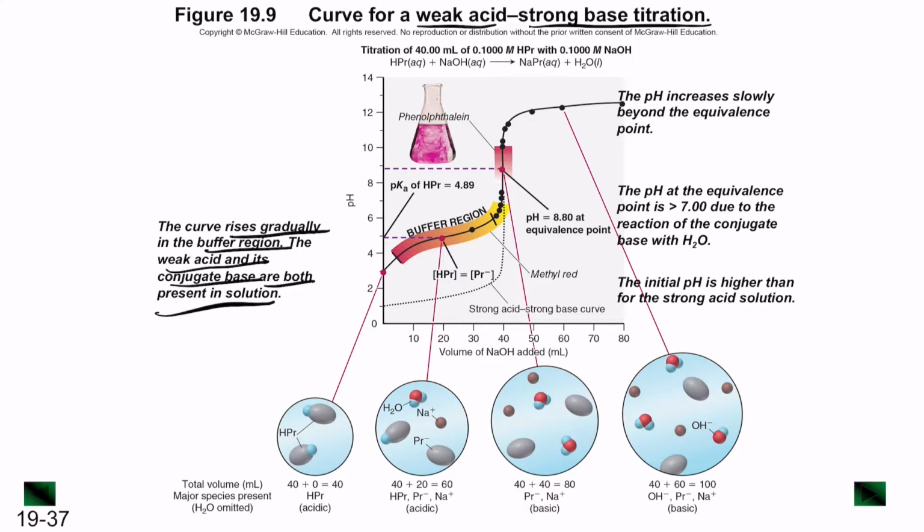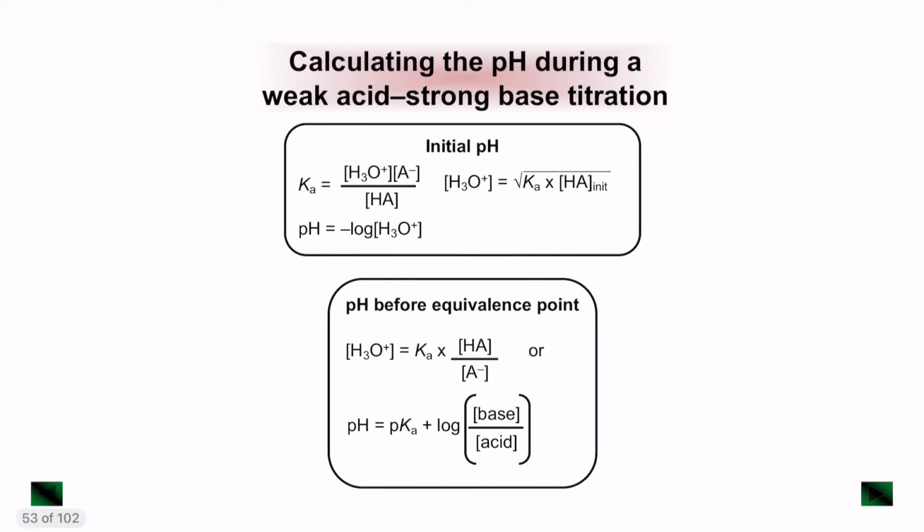So the pH at the equivalence point would be a little higher because we have a weak acid and a strong base. So the equivalence point is going to go towards the side that is stronger, which here is the base. So the equivalence point will be greater than 7 due to the reaction of the conjugate base with H2O. And remember that the initial pH is higher than for the strong acid solution, and the pH increases gradually beyond the equivalence point. So how do you calculate the same here?